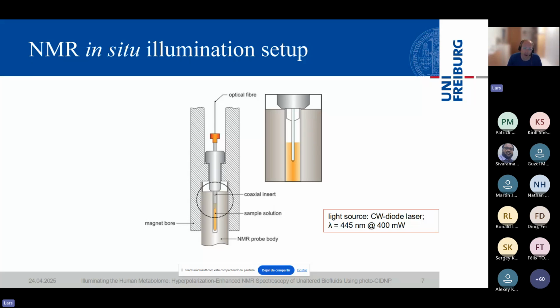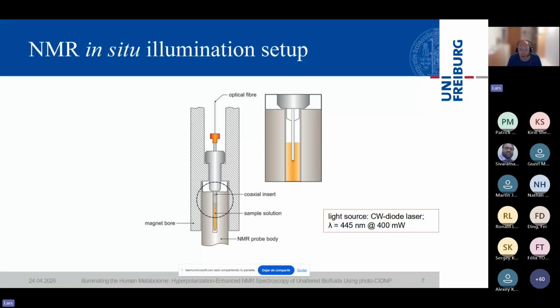So in our case, our waveguide comes from above into the bore of the NMR magnet and dips right into the sample solution, as you can see here in the picture. And this is our way of illumination. I know there are much better ways of illuminating your sample available these days, but we had this setup available.